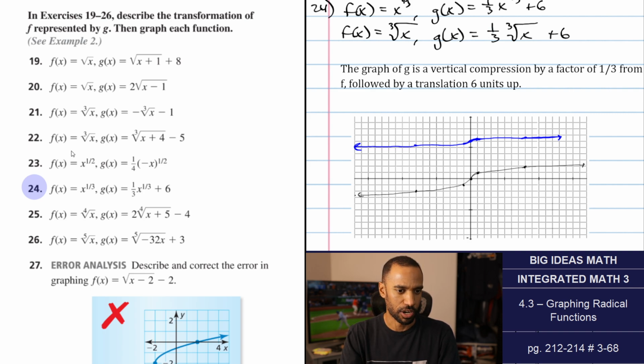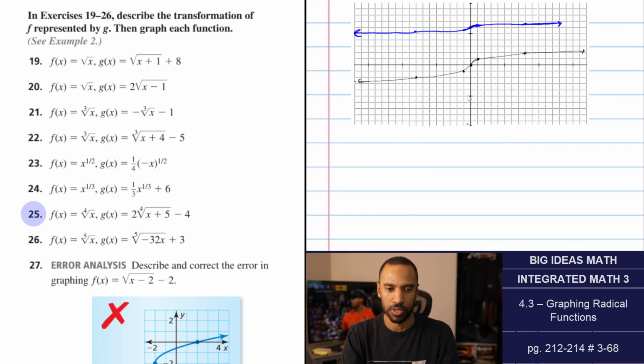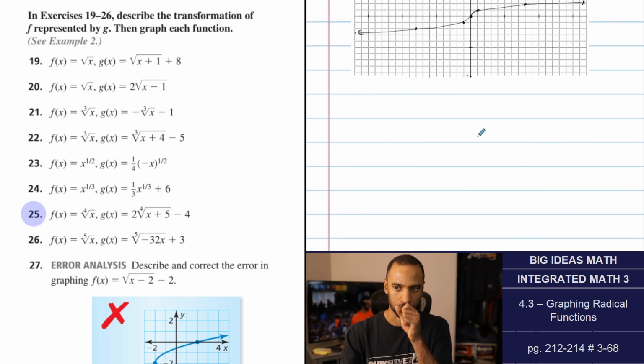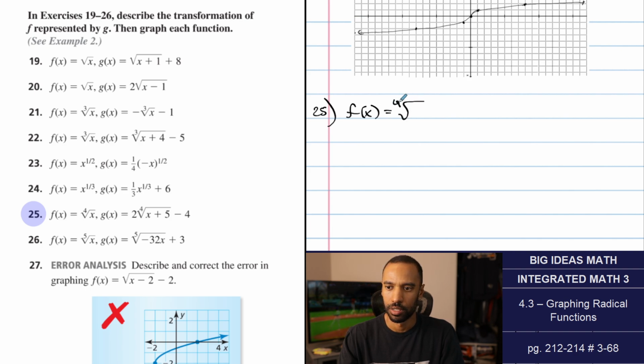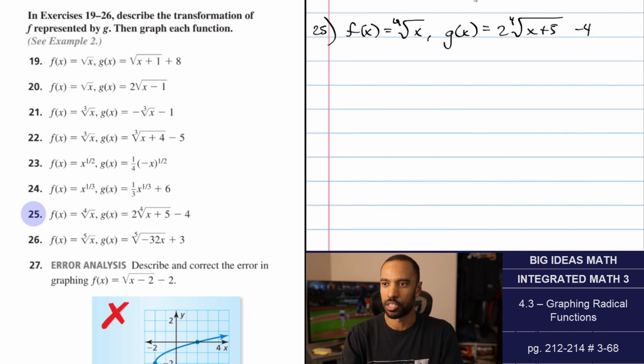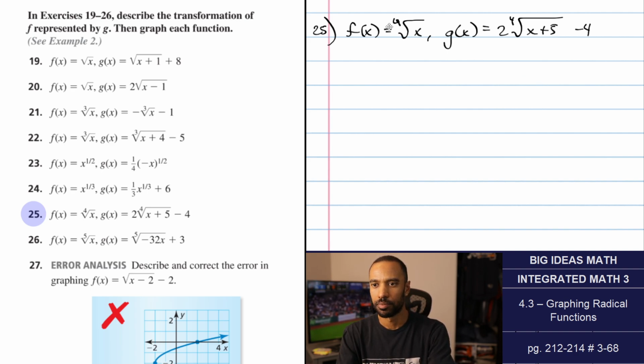Numbers 25 and 26 are 4th and 5th root functions, so I just have to graph the parent functions once as we do these ones. So let's take a look. Number 25, we have f of x equals the 4th root of x, and g of x equals 2 times the 4th root of x plus 5 minus 4. There are 3 things going on in this transformation. Let's begin by graphing the original.